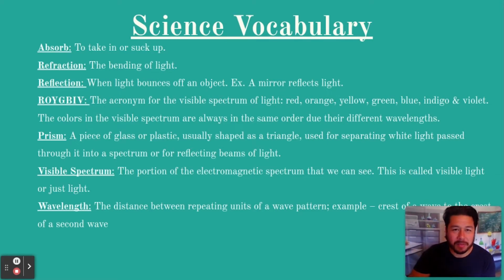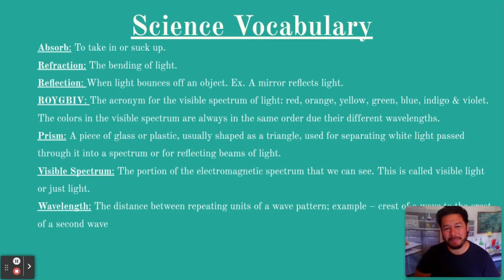This next one is probably your art teacher's favorite. Roy G. Biv, ROYGBIV, right? It's an acronym for the visible spectrum of light, or colors, as we know: red, orange, yellow, green, blue, indigo, and violet. The colors in the visible spectrum are always in the same order due to their different wavelengths.